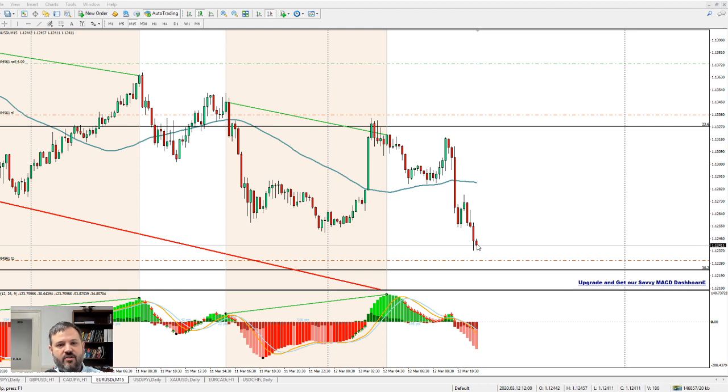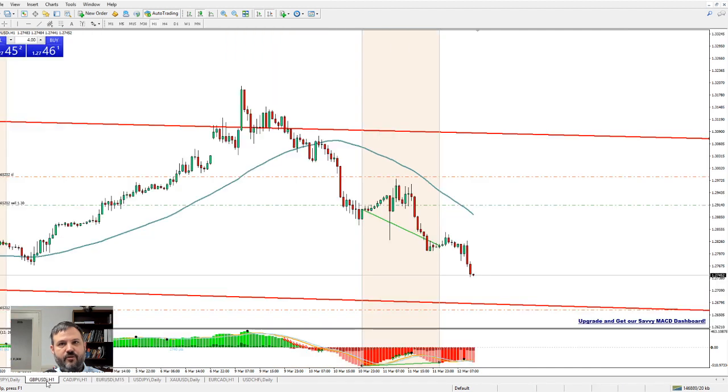So we've got this trade on the pound dollar, and additionally we have the pound on as well as the euro. Okay, so let's get into it.